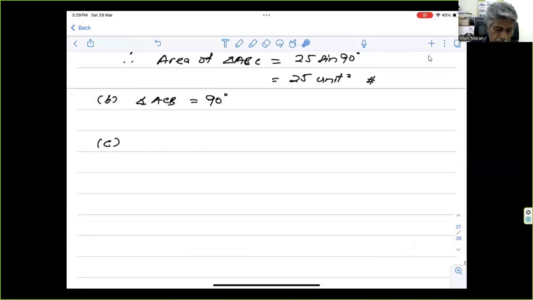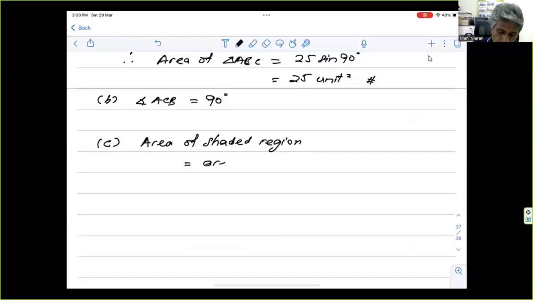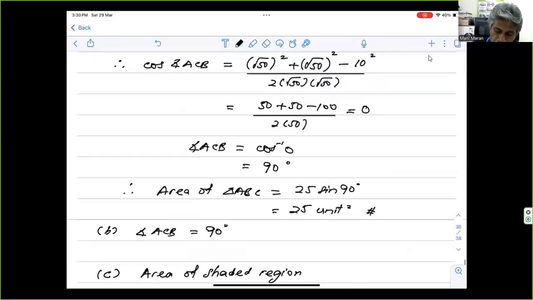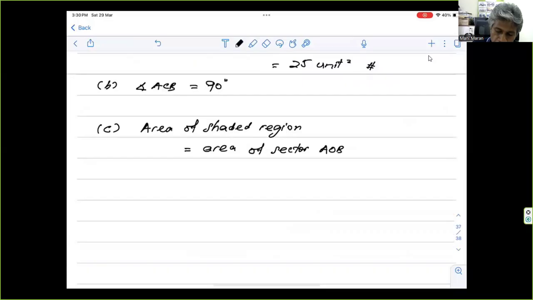So let's try part C. In part C, area of shaded region equals area of sector AOB minus area of segment. Okay, we have space, continue there.